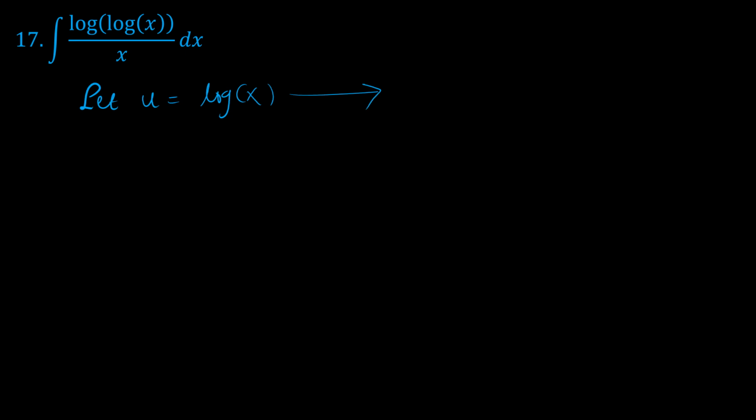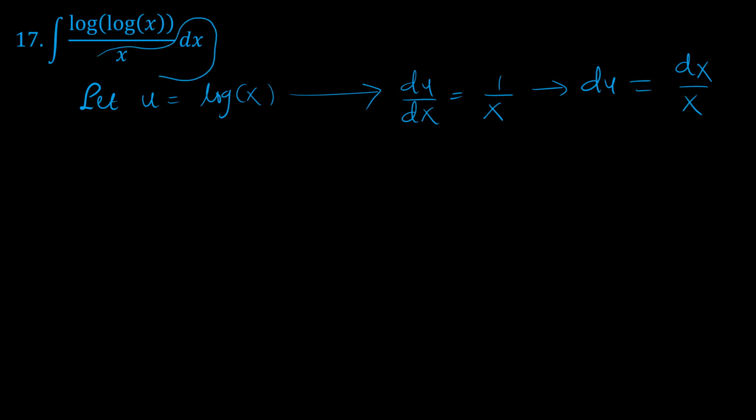So problem 17, which is the indefinite integral of natural logarithm of x over x. The first thing we could say is let u be equal to natural logarithm of x. And that means that du/dx equals 1 over x. And so what that implies is we can substitute with du, dx over x, which is this part here, right?